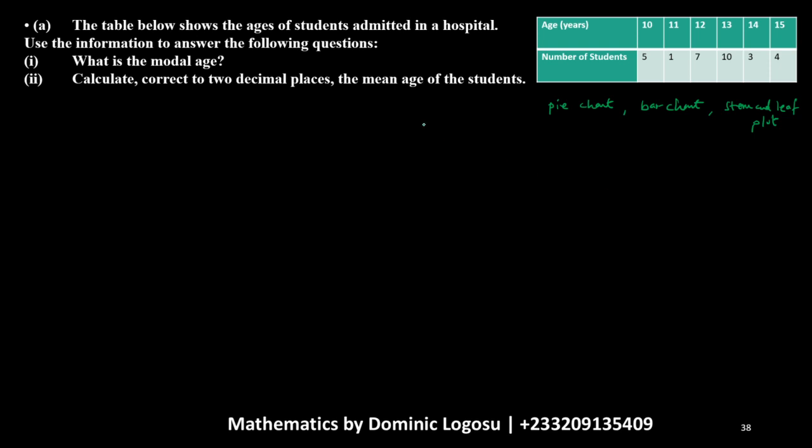So let's move on. Now, solutions. We'll read a question very soon. So our solution, the table below, this time around is on this side. So the table below shows the ages of students admitted in a hospital. Use the information to answer the following questions. What is the modal age? Now we need to know the meaning of the modal age. Modal age means most children. Okay? So on the table we can even see our modal age.